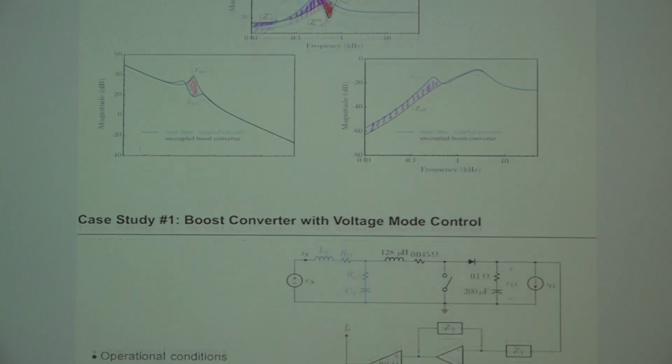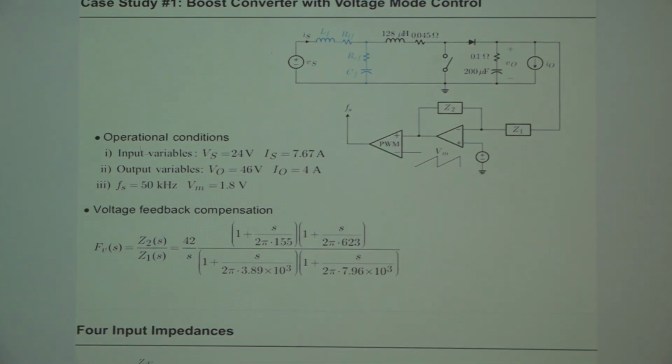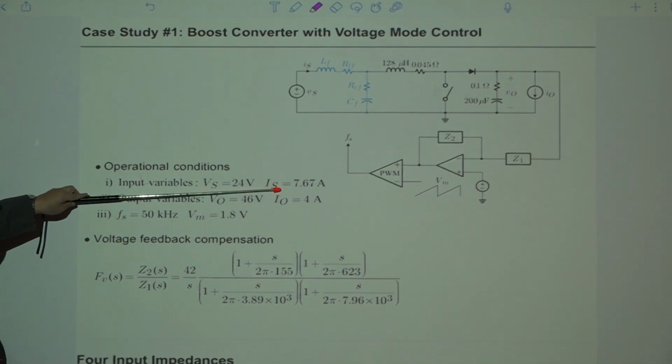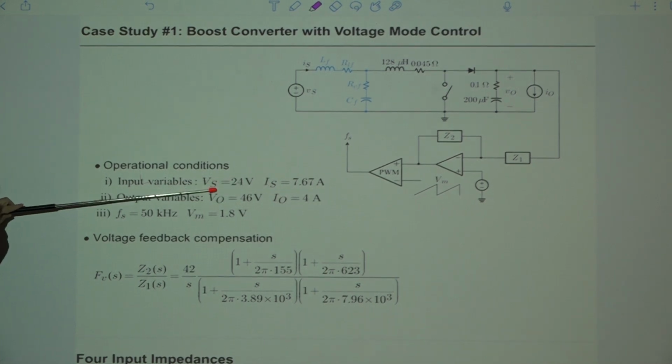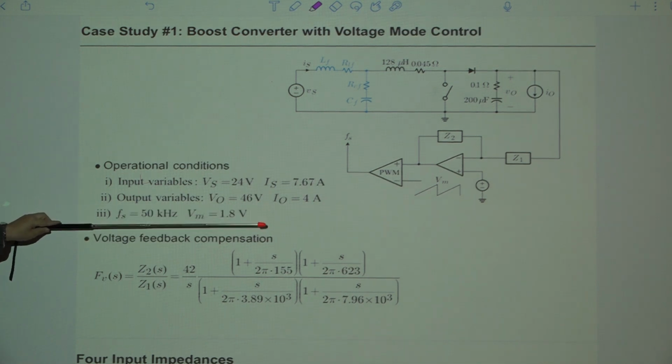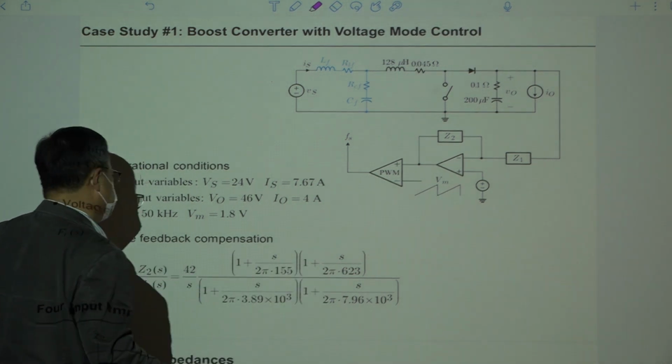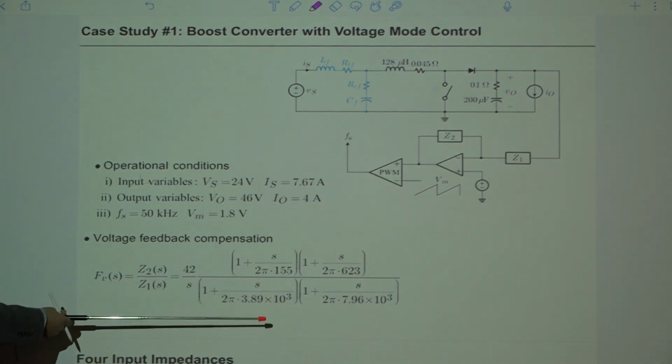All right, so let's take a specific example. This is case study number 1. So I picked this boost converter with voltage mode control. This is the input condition. So I just fixed this IS, okay? But you should use the maximum value of this and the minimum value of this, okay? And the output is this, the switching frequency, and this is what? The height of this external ramp.